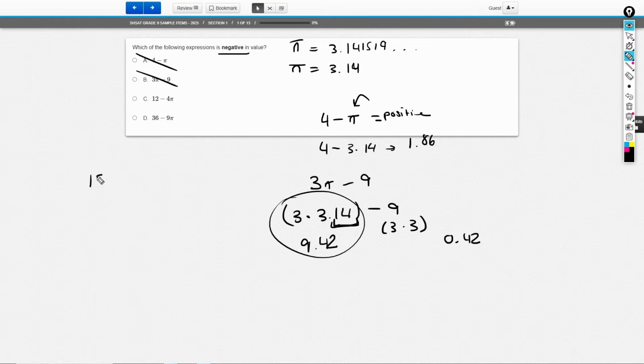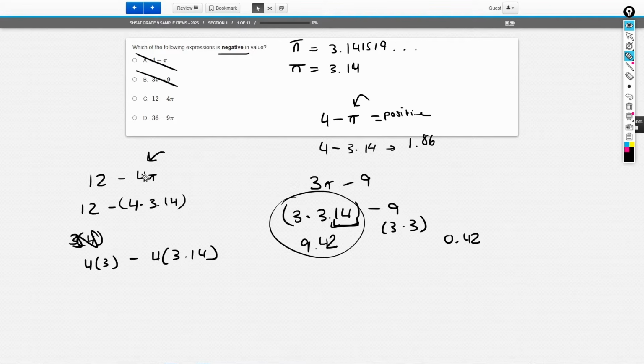Choice C, here we have 12 minus 4 pi. In this case, we have 12 minus 4 times 3.14. And here we kind of have the opposite situation as we had with B. 12 is 3 times 4, or we can say it's 4 times 3. And 4 pi is 4 times 3.14. So if we're multiplying 4 by 3.14, that's actually going to give us a bigger number than 4 times 3. So in this case, 4 pi is bigger than 12. And because we have the bigger number on the right side of the subtraction sign, this is going to give us a negative value. So the correct answer has to be C in this case, okay?